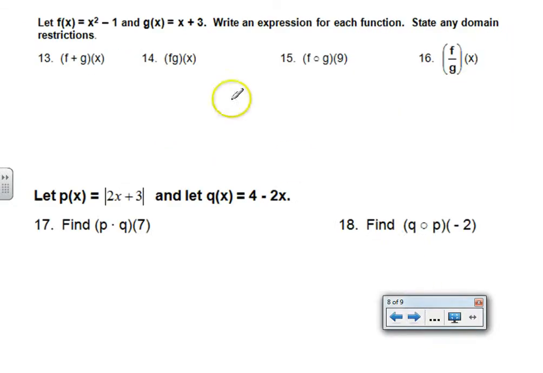Okay, we have function f and function g. And we're going to do various operations on that function, and we're going to determine if there's any domain restrictions. So number 13 says f plus g. I know the notation is weird, but that's all they want.